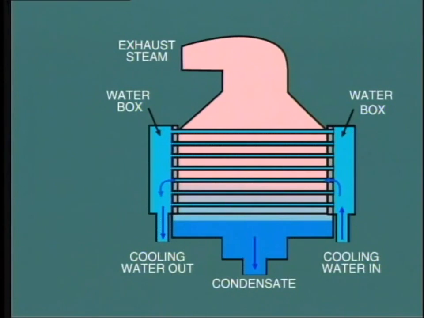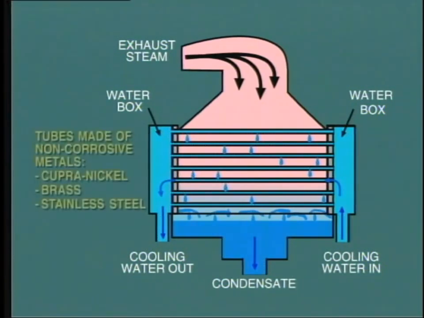The steam space in the condenser is filled with low-pressure steam exhausted from the turbine, which quickly turns to water droplets as it comes into contact with the outside surface of the cooling tubes. Most condensers contain several thousand tubes about 1 inch in diameter, usually made of non-corrosive metals such as cupro nickel, brass, and even stainless steel.